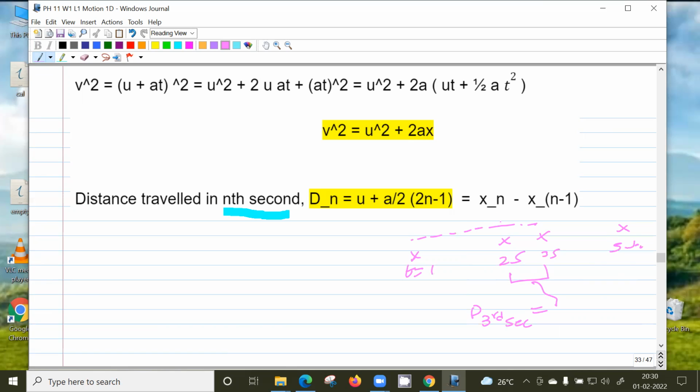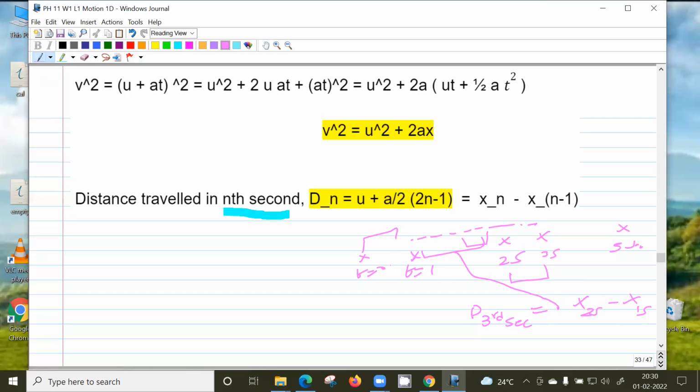Sir, hold on. See, if t equal to 0 will be somewhere here, right? So distance traveled in first second is this one. So distance traveled in third second, it will be this one, not this one. Is it clear? Yes, sir. So distance traveled in third second will be this one, between 1 second and actually this one. So it is the distance traveled in 2 seconds minus the distance traveled in 1 second.